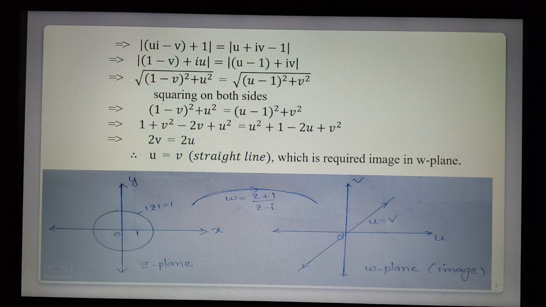So see the figure. What is given in the z plane is the circle |z| = 1, right? Now, under the bilinear transformation w = (z + 1)/z, what we get as the image is the straight line u = v. Here is the u axis and the v axis, and the image is the line passing through the origin. So this is the required image of the given figure |z| = 1.